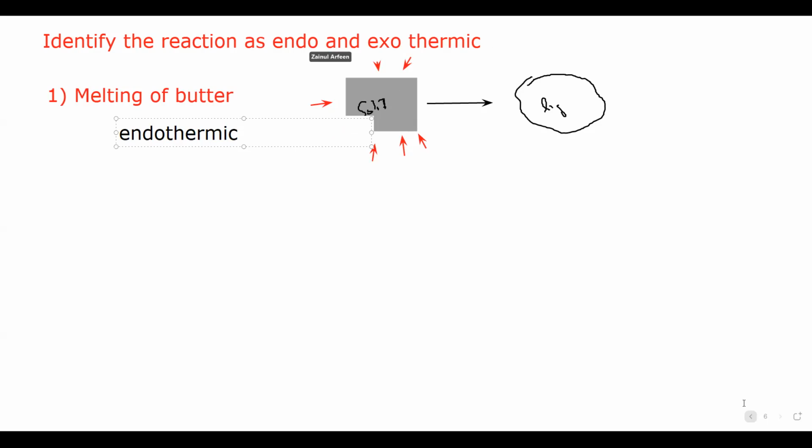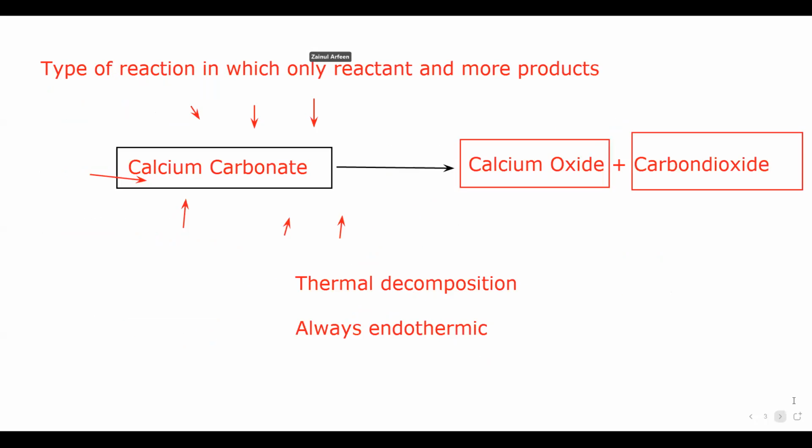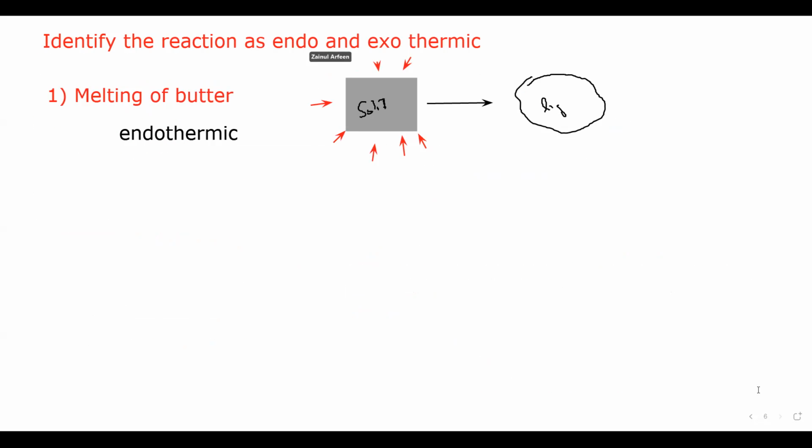If you remember the examples which I mentioned from the beginning, endothermic: when solid turns into a liquid, liquid turns into a gas, solid turns into gas. These all are endothermic: dissolving of salt, thermal decomposition, electrolysis, and photosynthesis. So when the butter melts, it absorbs energy, and that is endothermic.